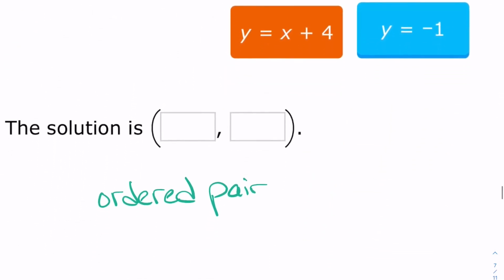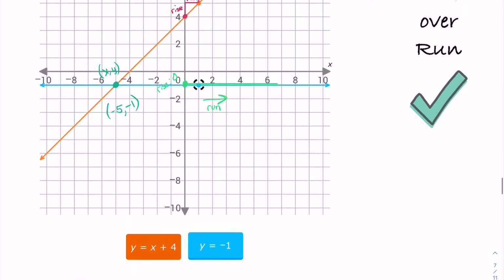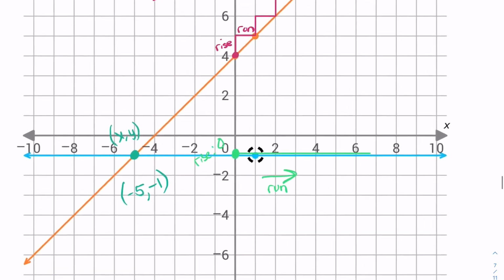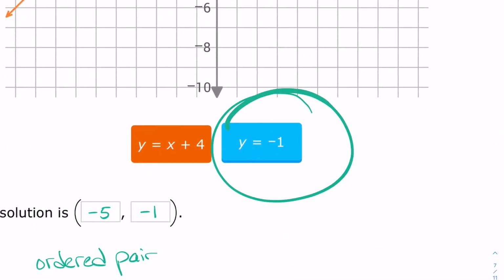So the answer to all of this is -5, -1. And that's it. It was just looking for the location where this intersects. And here's what's really cool. We actually already had y was -1. So we already kind of knew it's always going to be -1 no matter what. The question is, where would the other line intersect it to get that -1?